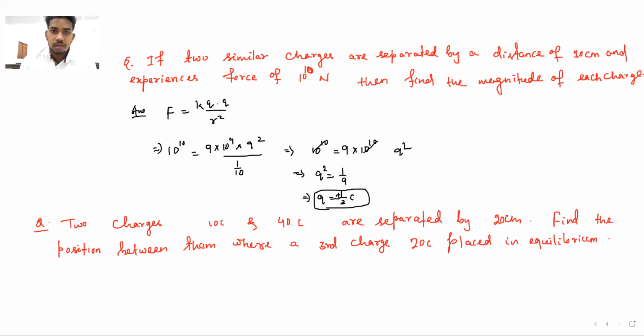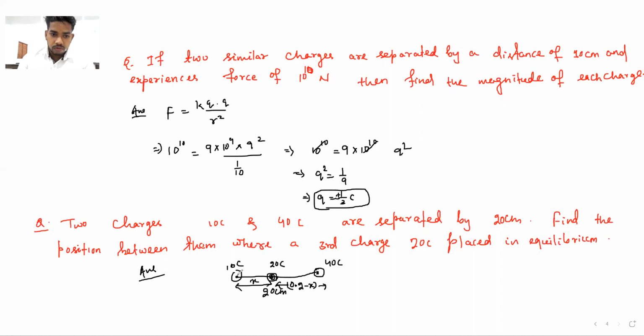So how to find the answer? Let us see, it is also very easy. Two charges, 10 Coulomb and 40 Coulomb, are separated by a distance of 20 centimeter. A third charge, 20 Coulomb, is placed in between them. We have to find the distance. Suppose this distance is x and this distance will be 0.2 minus x, because I am taking the MK system.